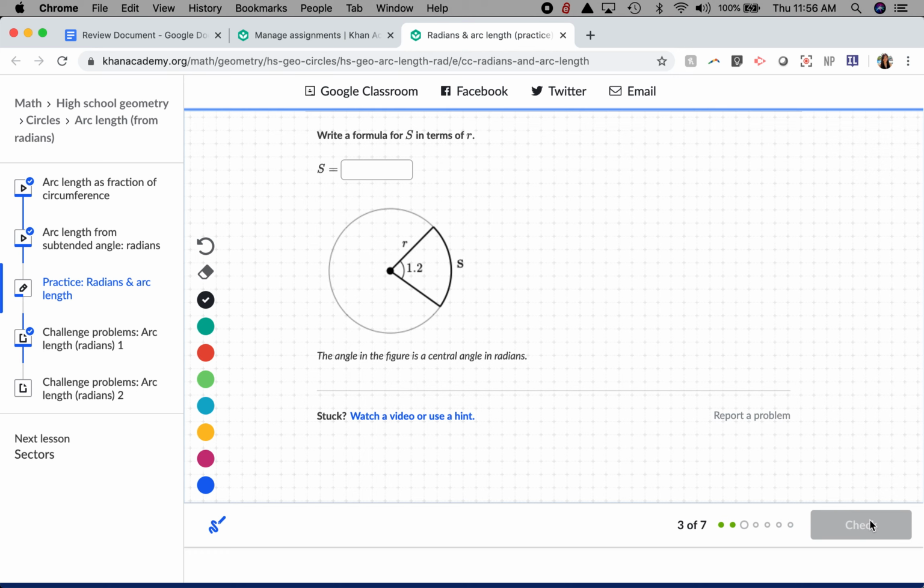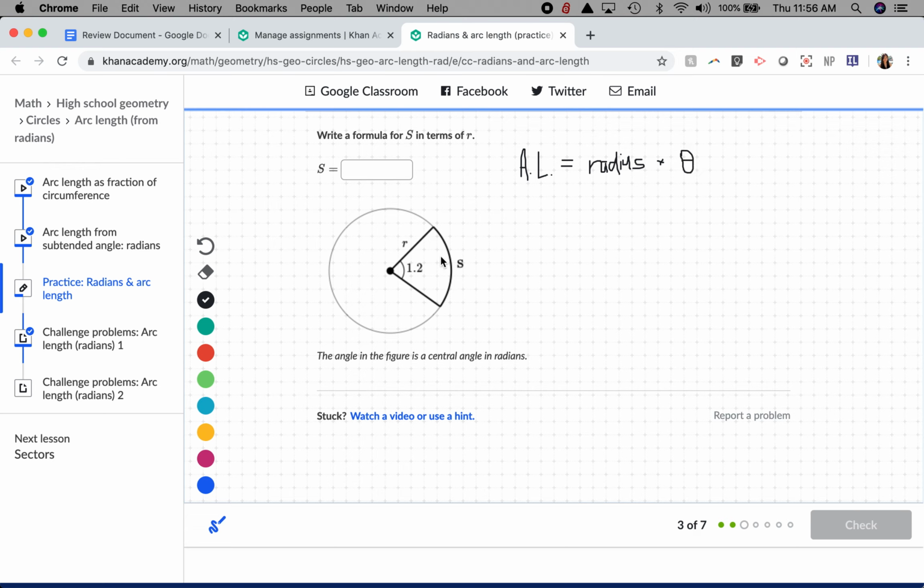Let's look at this next question. Write a formula for arc length S in terms of R. Okay, so the first thing I'm going to do again is, actually let's just abbreviate. Arc length will be AL. Arc length is equal to radius times theta, which again is the angle measure.